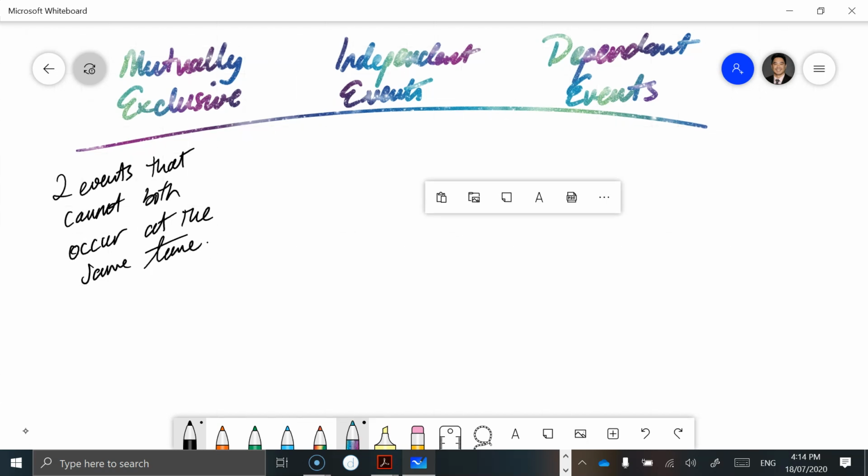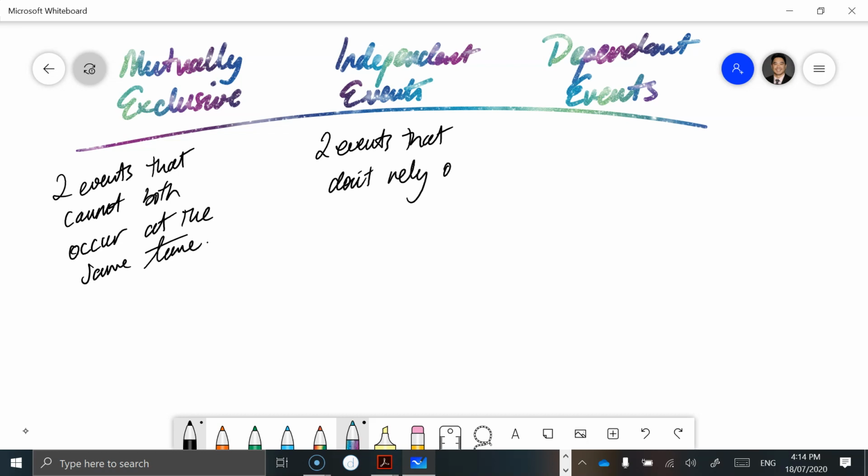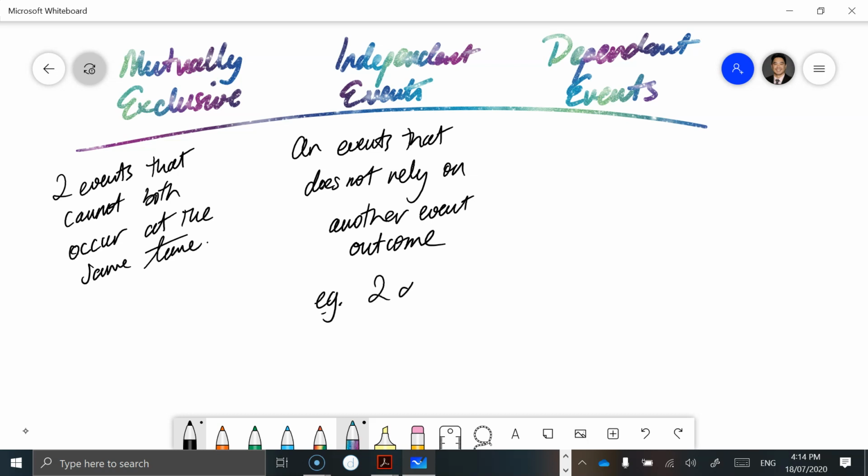So two events that don't rely on another, or we could just say an event that does not rely on another event's outcome. For example, two dice, the first roll and the second roll, they are not related.